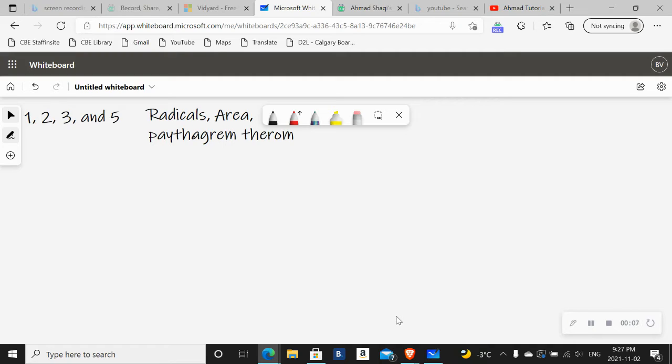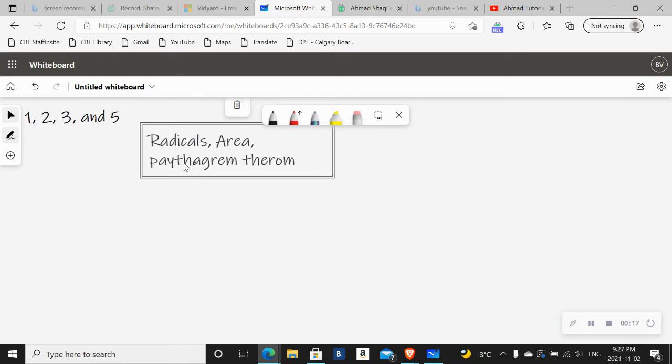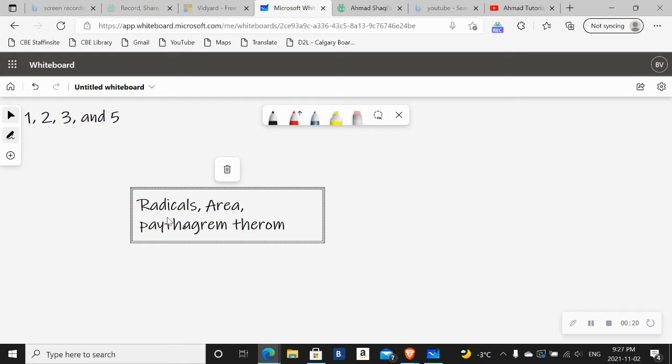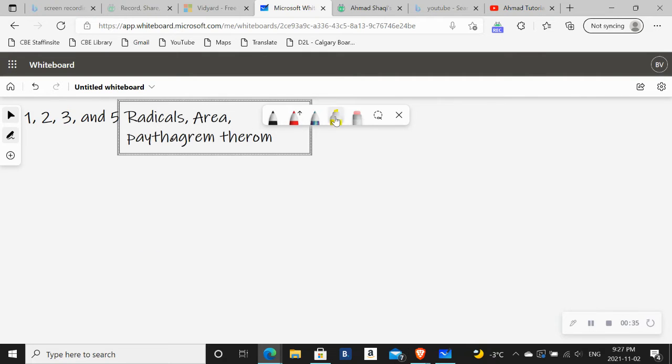This will be going through the second question, and this one is different in a way because we're not going to be using any Pythagorean theorem or area. We will only be using radicals this time, so let me highlight that for you. So we will only be doing radicals this time, nothing else.